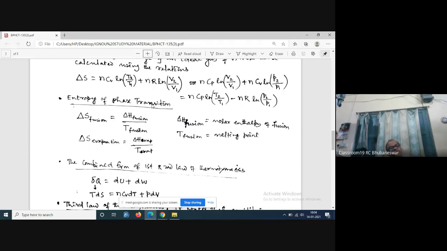So what will happen? The temperature of the ice will increase from minus 5 till 0. Once 0 degrees centigrade is reached, the ice starts melting. You find that the temperature of the ice will not change till the whole ice gets converted into water.